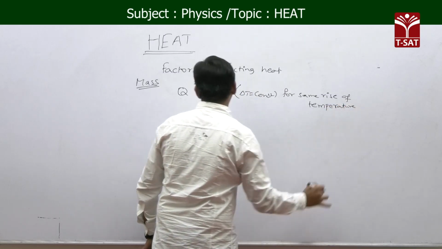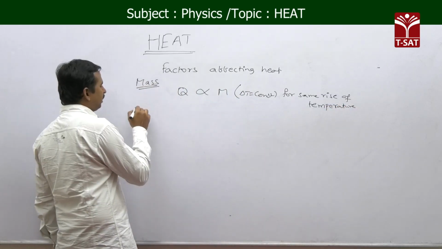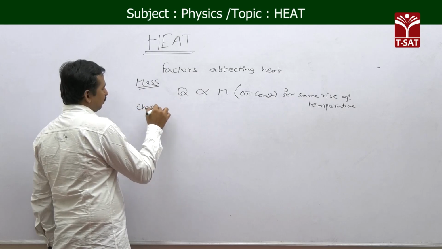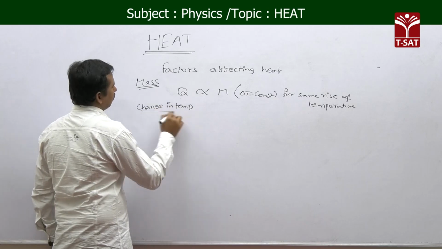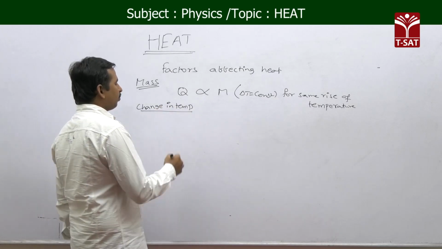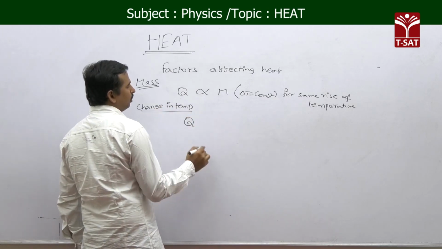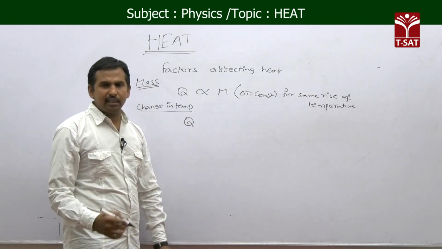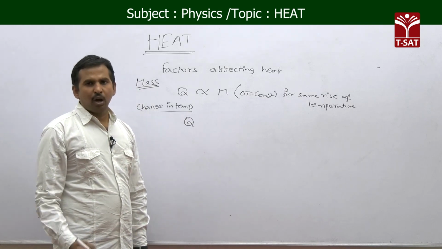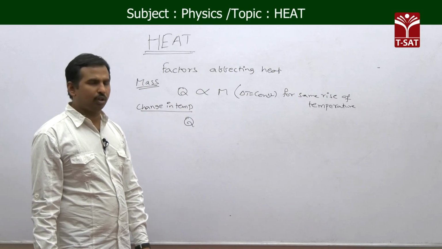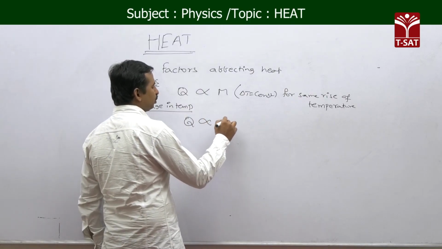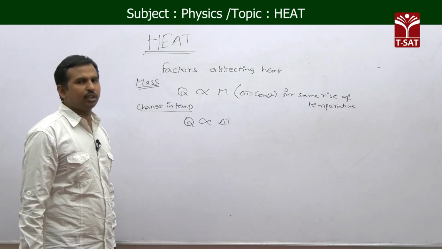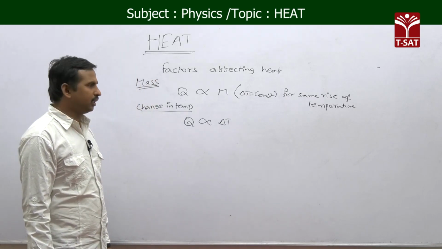Now the next factor is the change in temperature. When you are supplying the heat energy Q, there is a change in temperature. How much change in temperature you want, that much amount of heat energy we have to supply, in proportion to that. Means Q is directly proportional to delta T.